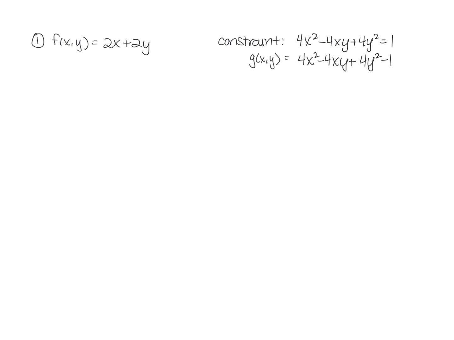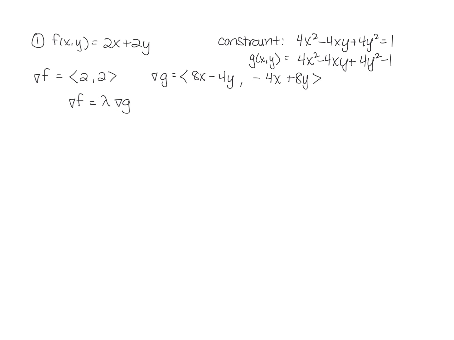And the theorem says that I need to take my gradient of f, which in this case would be 2, 2, and my gradient of g would be a little bit more complicated. So I'm taking the partial with respect to x, which is going to be 8x minus 4y, and the partial with respect to y would be negative 4x plus 8y. And it says that the gradient of f is parallel to the gradient of g, which means they're scalar multiples of each other.